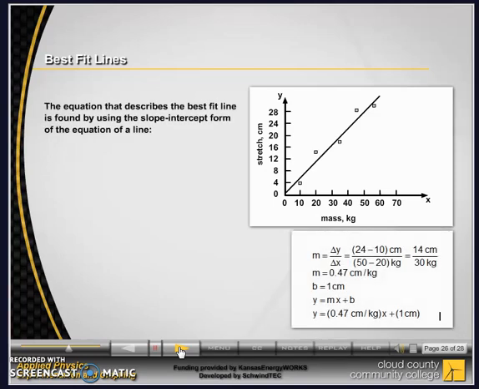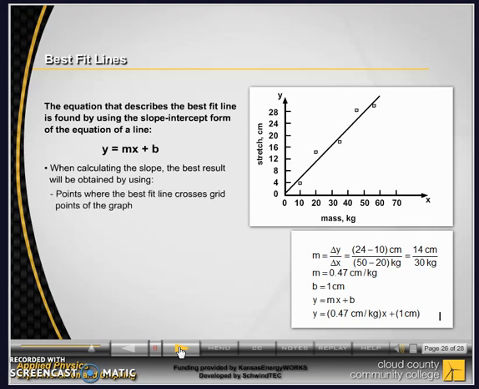The equation that describes the best fit line is found by using the slope-intercept form of the equation of a line, y equals mx plus b, where y is the dependent variable, x is the independent variable, m is the slope, and b is the y-intercept. When calculating the slope, the best result will be obtained by using points where the best fit line crosses grid points on the graph and by using points as widely separated as possible. This process is illustrated by using the graph from the examples shown.